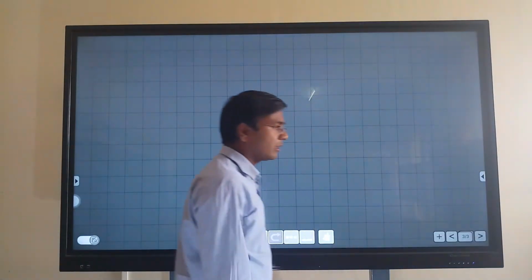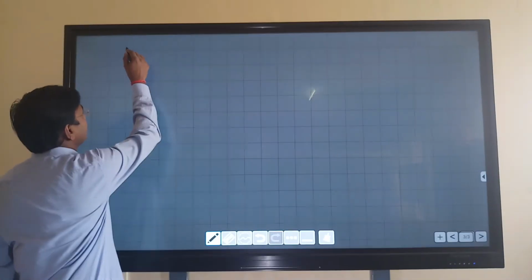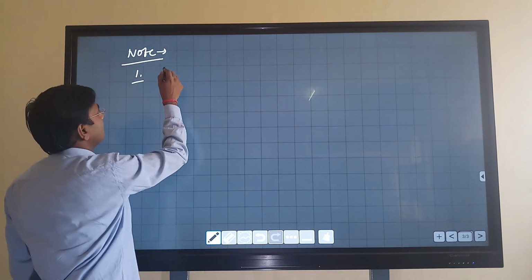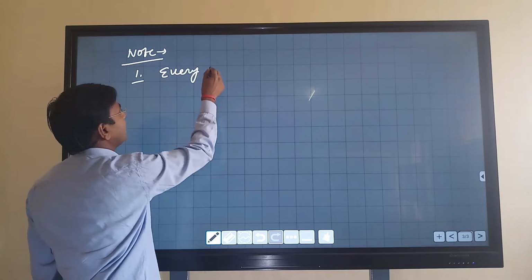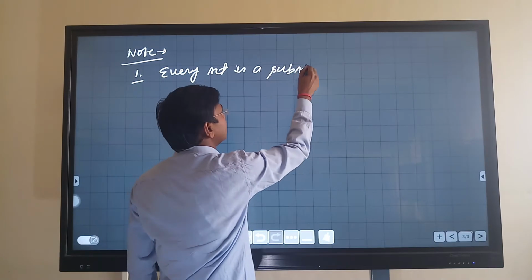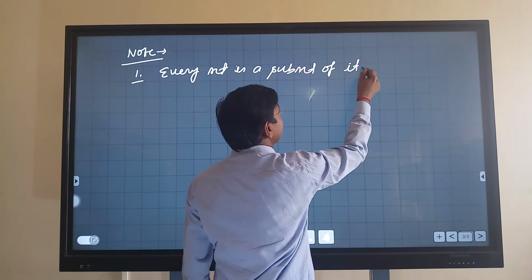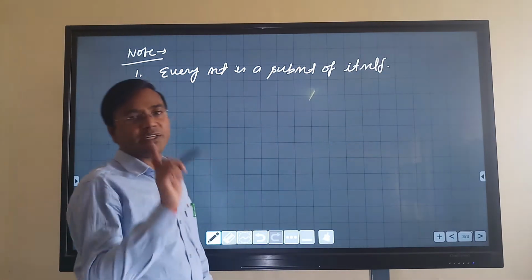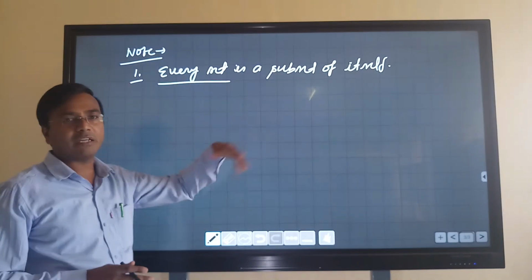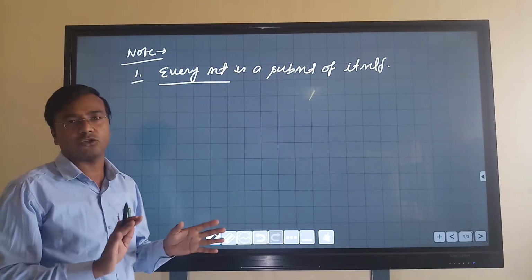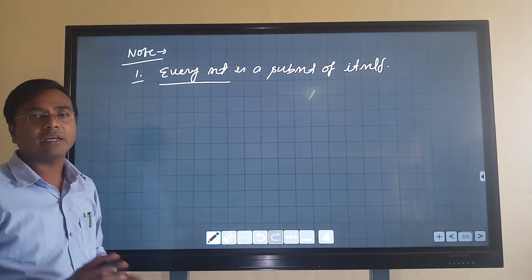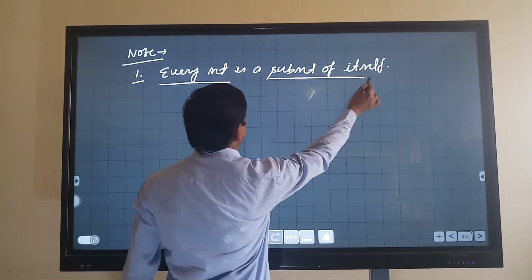Okay. Now from this definition it is clear, and some points are to be noted. Note point first: every set is a subset of itself, except the empty set. Make sure we are talking about non-empty sets, as I already mentioned. It means we are not talking about the empty set. So every set is a subset of itself.